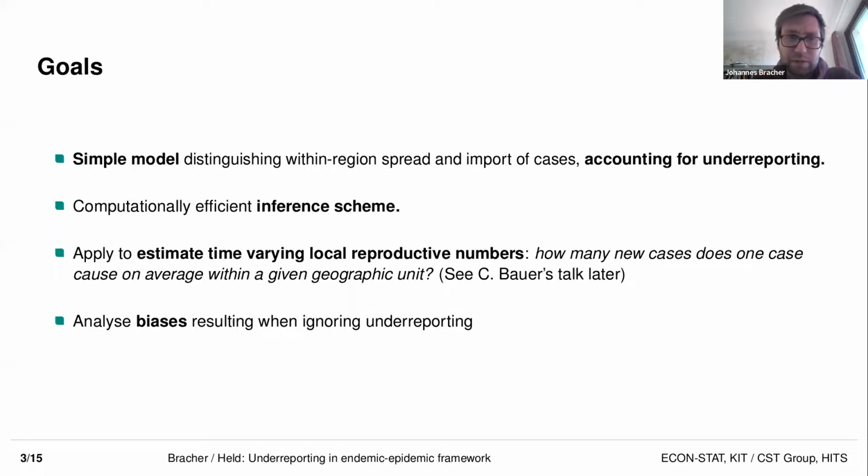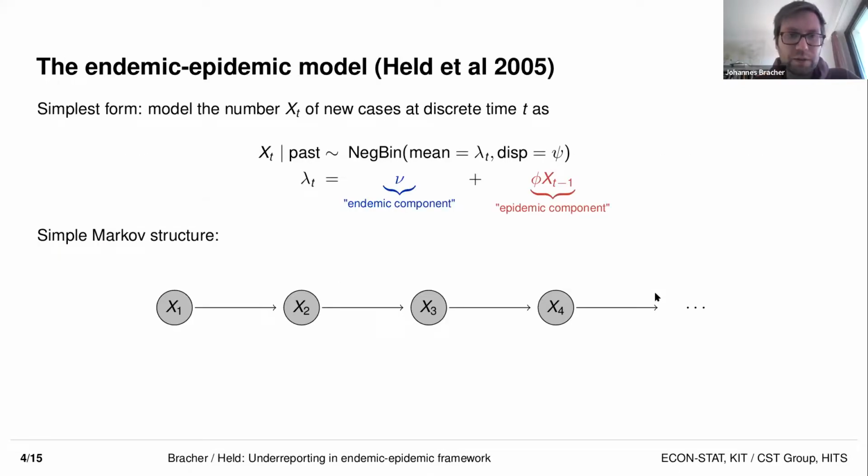And what I've been looking into is how this phenomenon of underreporting affects things when we work with this endemic-epidemic modeling framework. In particular, when we use it to estimate local reproductive numbers, which is something I think CC Bauer will also talk about in her talk. Okay, I'll jump right into the model definition.